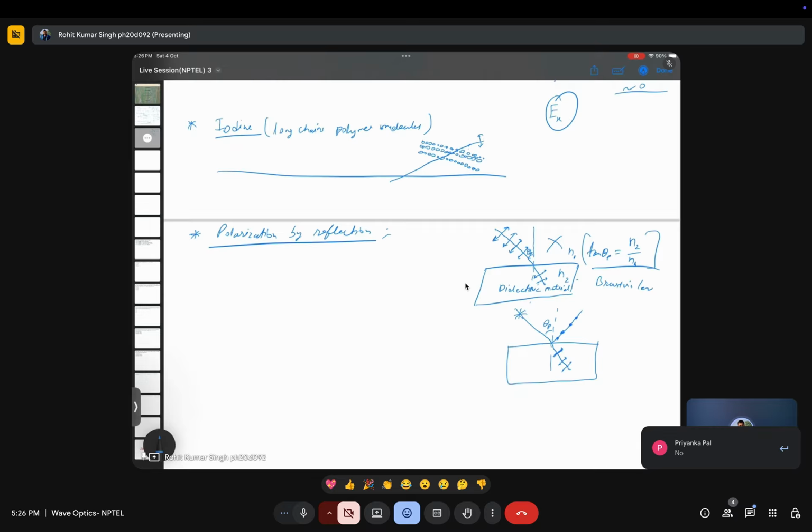Okay. So then there is another interesting phenomenon which is related to polarization. It's called double refraction. So this is what I was saying, that if you have an anisotropic medium, so an anisotropic medium is basically a material which has different arrangement of atoms in different directions.